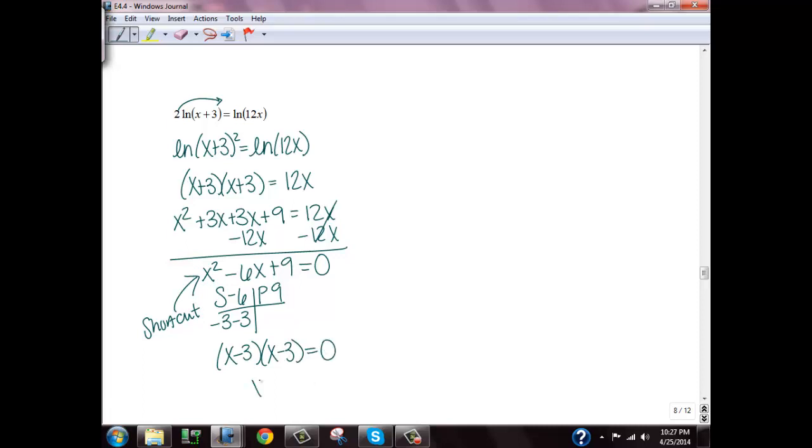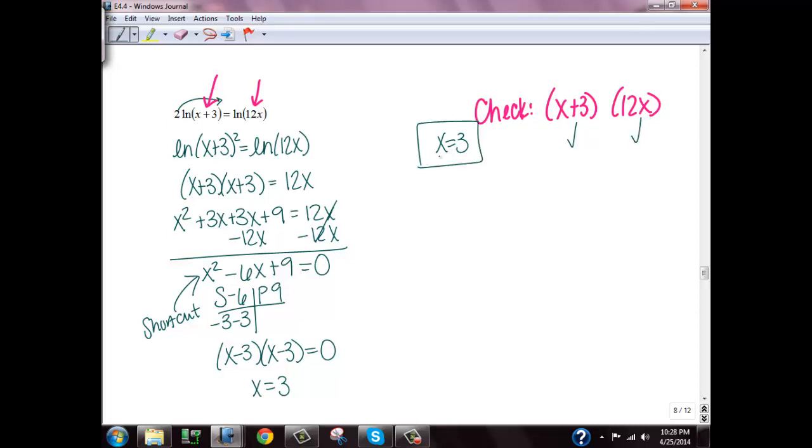And because they're the same, I'm just going to solve it once. We get x equals positive 3. Now, to make sure I can use this solution, I have to check to make sure that my inside numbers stay positive. So I have to use x plus 3 and 12x and plug my solution in. If I plug 3 into x plus 3, I get 6, so that works. If I plug 3 into 12 times x, 12 times 3 is 36. Not negative, not 0, so my solution works.